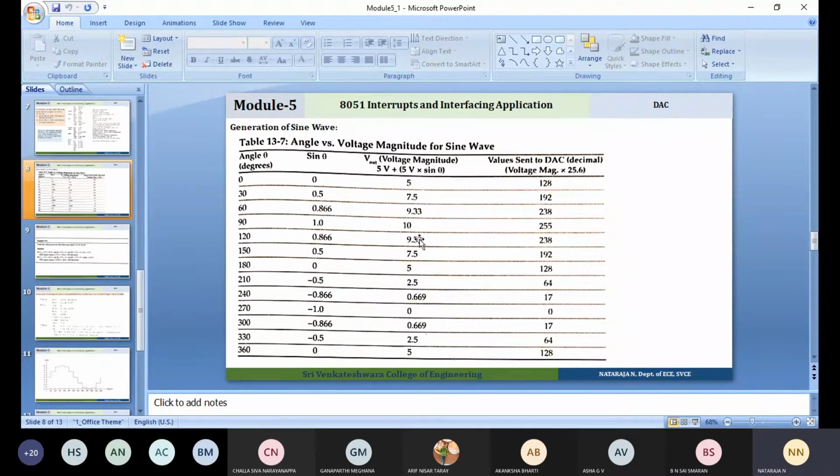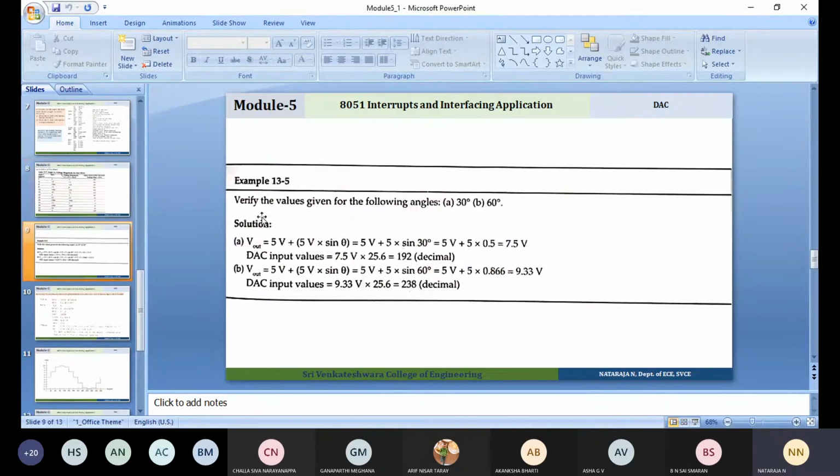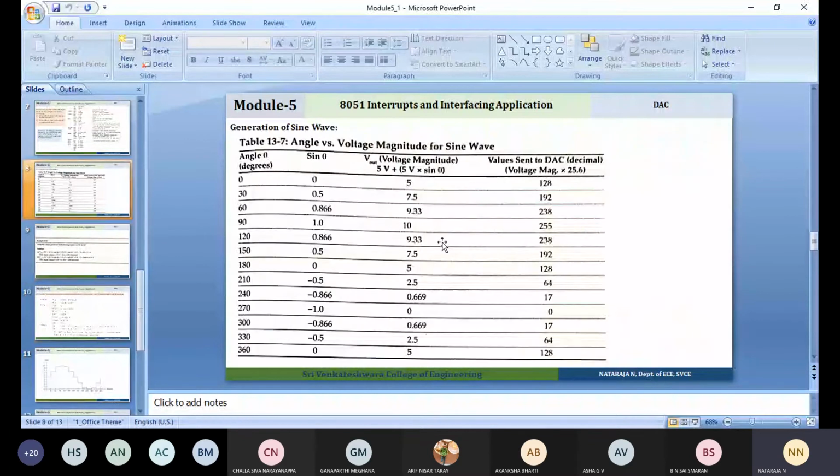Any doubts? It's a very important topic. Any doubts? No, sir. Okay, please make a note of this. Then verify all the numbers, all the degrees: 0, 30, 60. You have to verify all. Then we'll go with the program. After this, I will give an assignment. Now you have to perform that assignment.